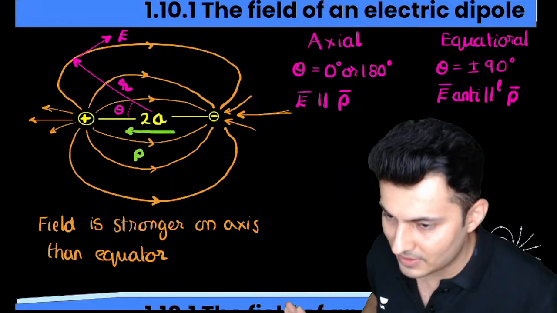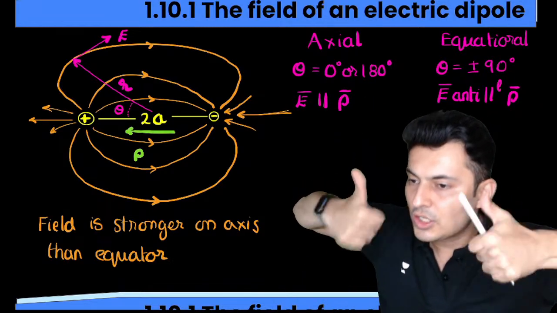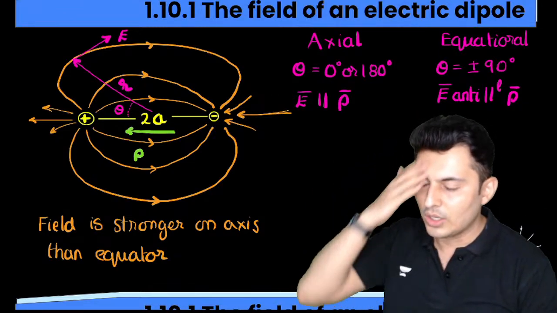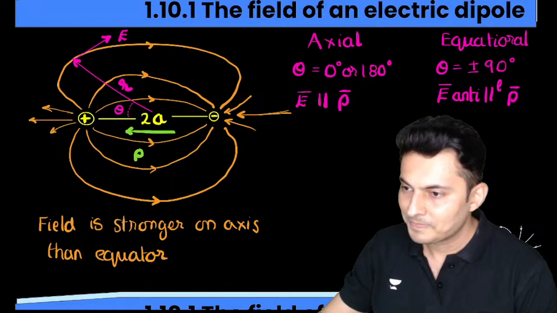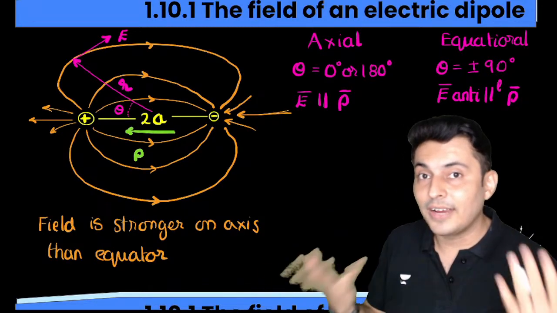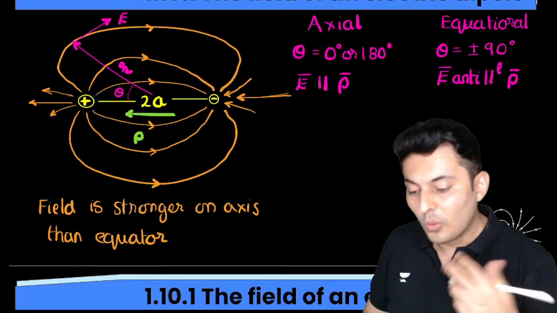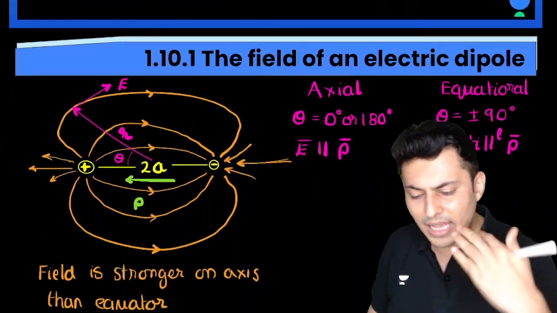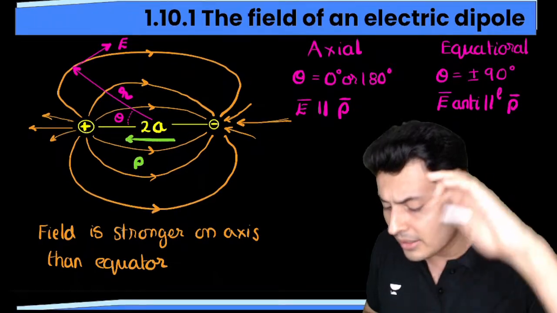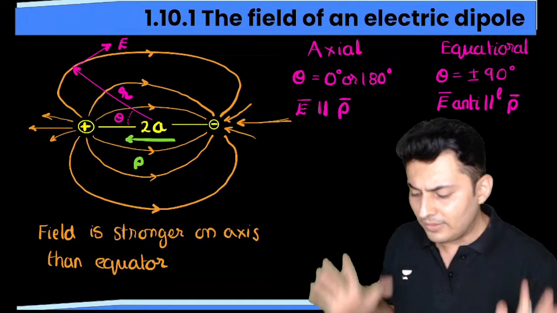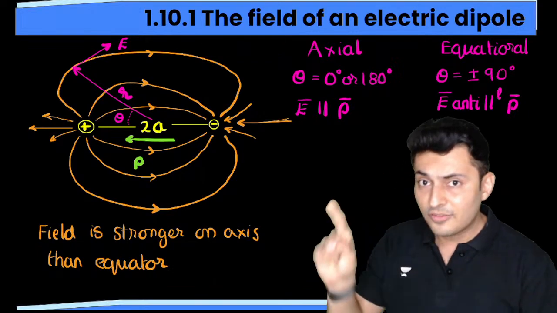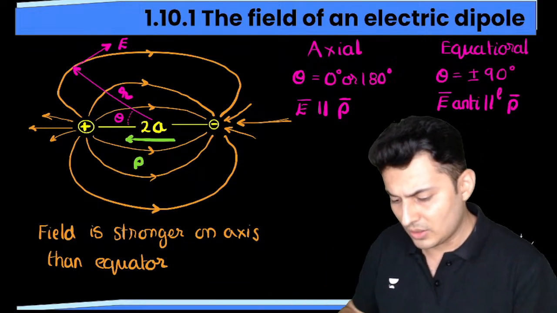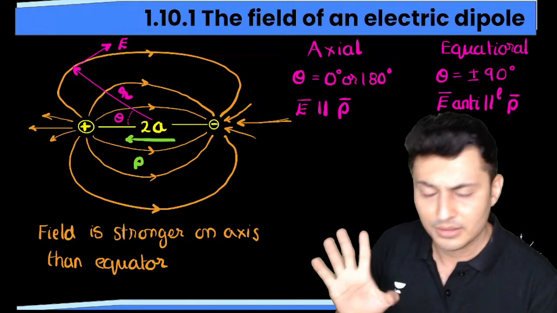Everybody understood this? Clear? Awesome. Now we'll find out this formula. We want to find out what that field is on the axis or on the equator. All these are important pointers. I'm going very smoothly and systematically so that there is no confusion. We have discussed that the field is strong on the axis. The field on the axis is parallel, whereas on the equator it is anti-parallel. That is also very obvious from this particular diagram.